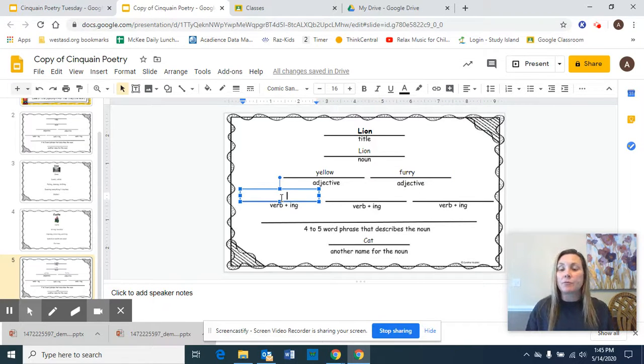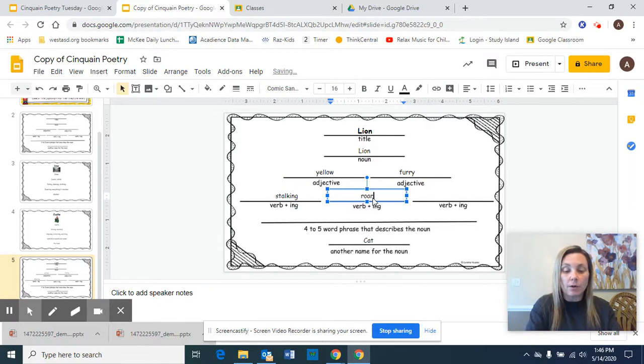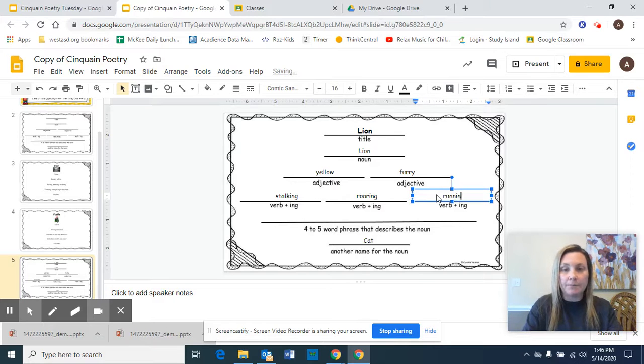Now I have to think of 3 verbs about a lion. So I know a lion stalks its prey. So when I write it, I'm not going to write stalks. I'm going to write stalk and add my ing. A lion also roars. So I'm going to put roar, and then I'm going to add my ing. One more. A lion runs. So I'm going to put running. You see, I didn't write runs. I wrote running. We have to add that ing at the end.